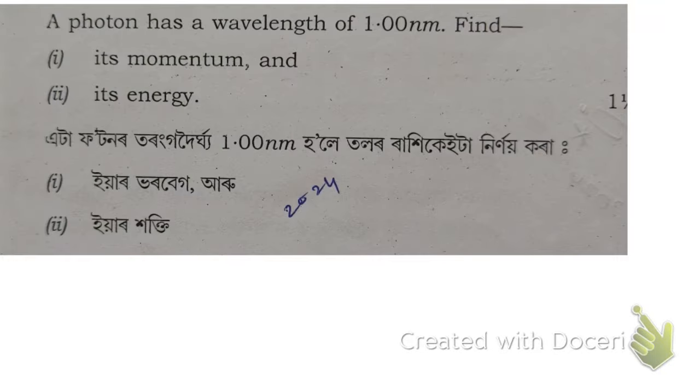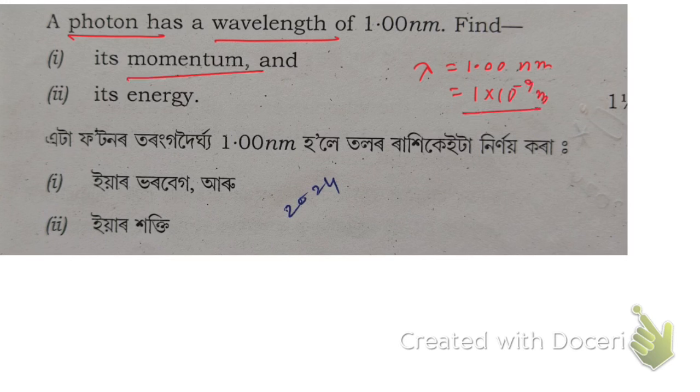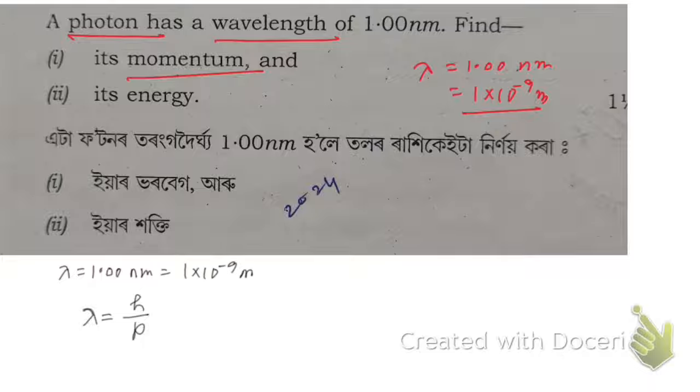So now let me take the next question. A photon has a wavelength of 1.00 nanometer. That means you can say 1 into 10 to the power minus 9 meter, right? So we need to find the momentum. According to the de Broglie hypothesis, lambda is equal to h by momentum, and here the lambda is given as 1.00 nanometer, that means 1 into 10 to the power minus 9 meter.